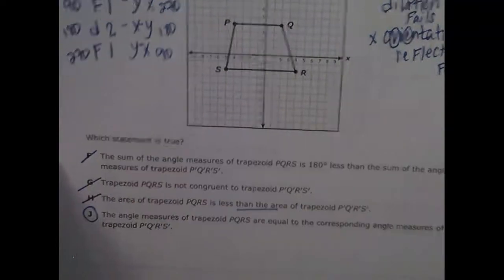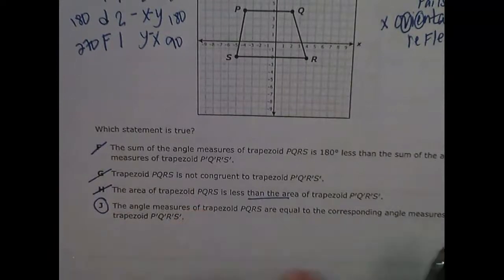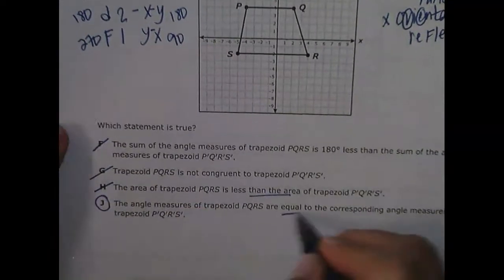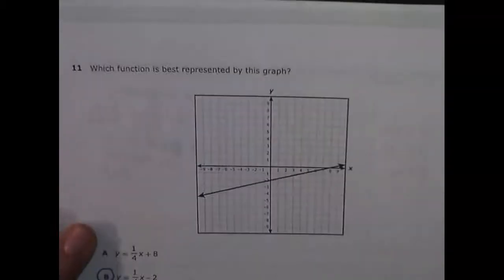Wishful thinking. Next one. The angles of this one are equal to the angles of that one. Yeah, they are. Because if I turn in circles and I still weigh the same, I might be dizzy, but I definitely have the same weight, unfortunately. Next. Alrighty, I'm on question 11.